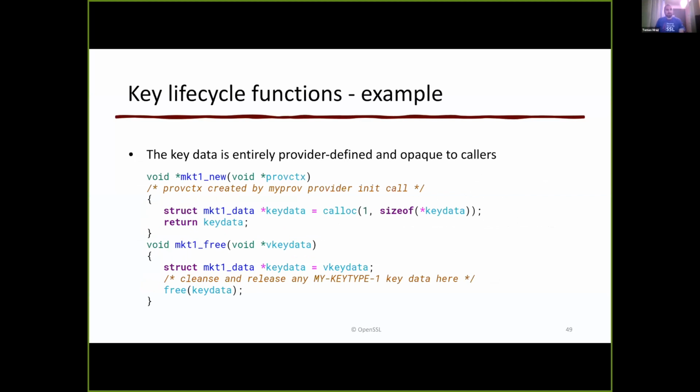Here is an example of those new and free functions. We just allocate the empty key data structure and we return it, and we free it when the free function is called. Or we can of course do any cleanup of any reference data that we have there. For example, if we had some bignums, we would free them, but that's completely provider and algorithm dependent.